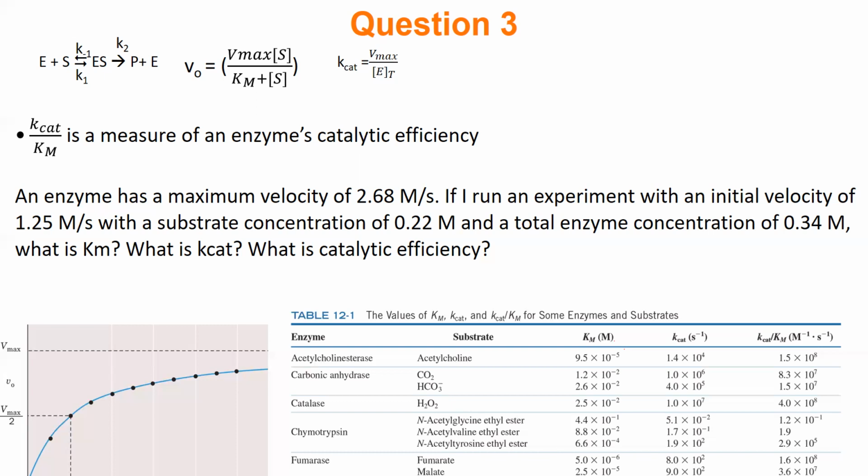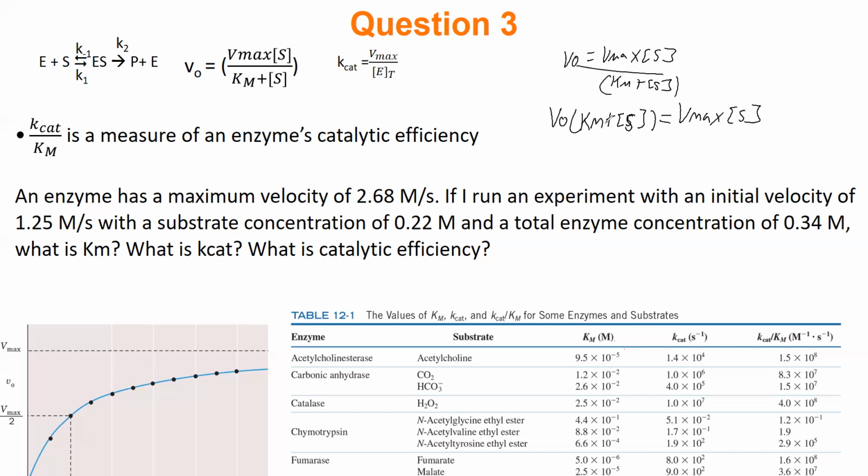So to find Km, we have to algebraically rearrange the V0 equation. Let me do that for you. Okay, so it's been a while for people. Velocity initial equals Vmax S over Km plus S. So I'm going to multiply each side by Km plus S. So V naught times Km plus S equals Vmax multiplied by concentration of S.